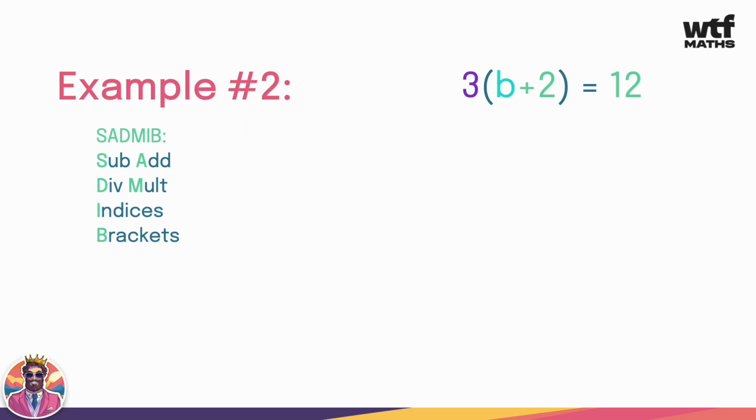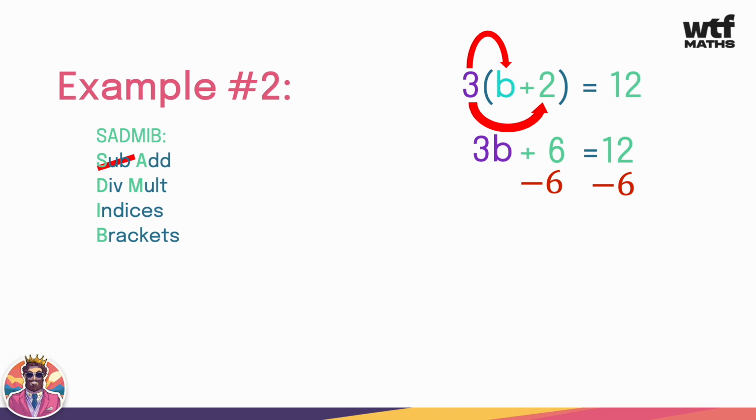Let's have a look at this example here. We got a 3 in front of a bracket, we still got b plus 2 inside, equals 12. Now, what we can do is expand the brackets to start with before we even start SADMIP. So, 3 times b is 3b. 3 times positive 2 is going to be 6. And then that equals 12. So, we can expand brackets before we even start just to simplify the problem. And now it's just a normal two-step equation to work out.